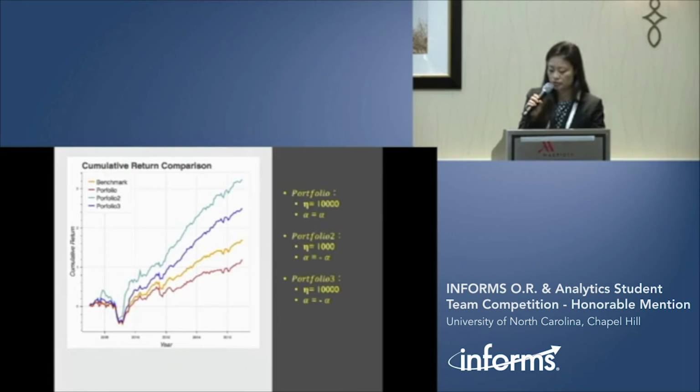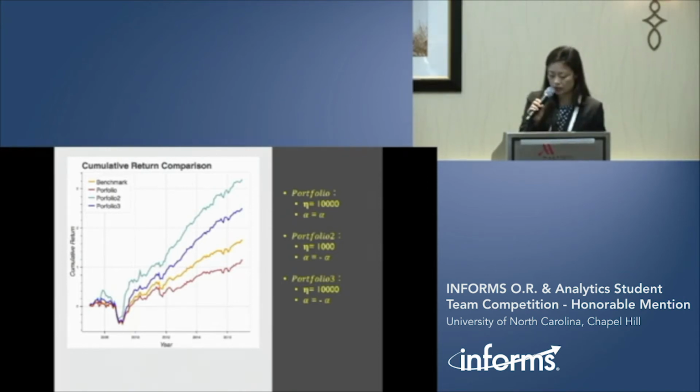Portfolio 2 has a penalty coefficient of 1,000. Portfolio 3 has a penalty coefficient of 10,000. And the coefficient here represents the weight given to the penalty. So a lower penalty translates to a higher tolerance for not satisfying constraints. In both of these portfolios, we invert the sign of the alpha, and we'll explain why we did this on the next slide.